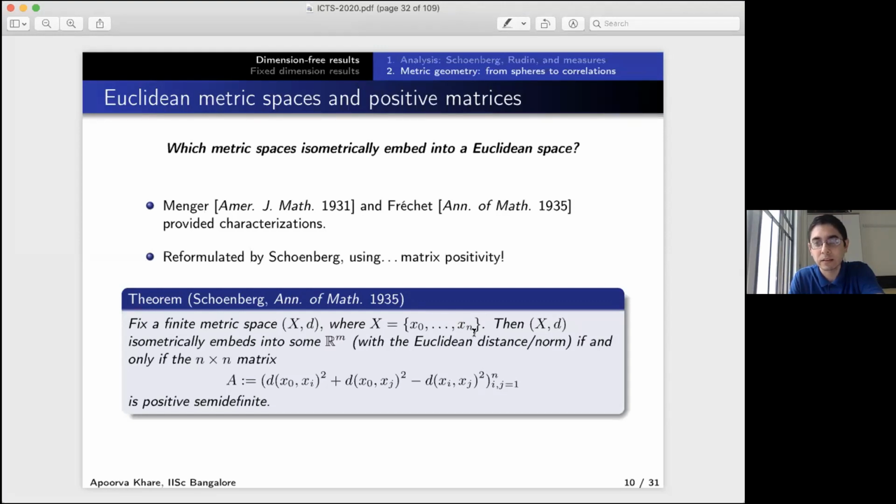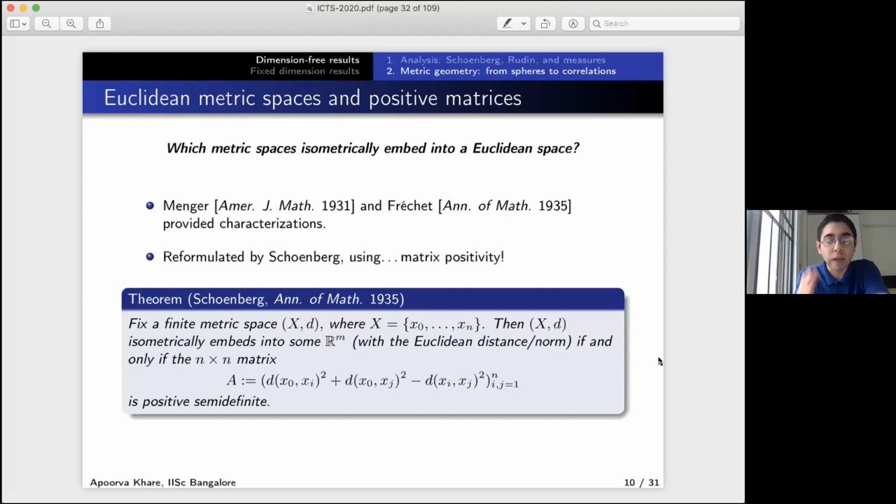N is little m. I will tell you about m in a second. So it embeds into some R^m. That's all I'm saying. Okay. There exists an m such that this embeds into it if and only if this matrix is positive semi-definite. That was his first part, and there's a part remaining.